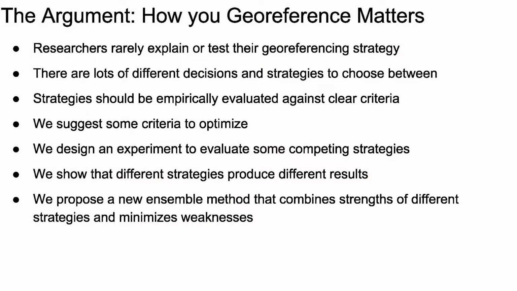I'm going to be making a specific argument today, which is that how you georeference matters. At least in political science, researchers rarely explain or test their georeferencing strategy. It's not a sexy topic. It's considered kind of a computer science-y issue. It usually just gets relegated to the statistical appendix online, if at all. And when you go look at that area, it's usually something about, we had undergrads look it up on Google Maps. It's not very systematic. It's not very well explained.